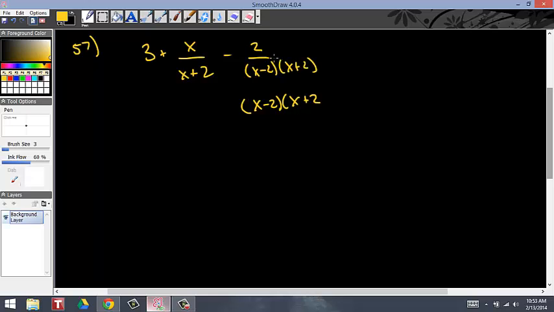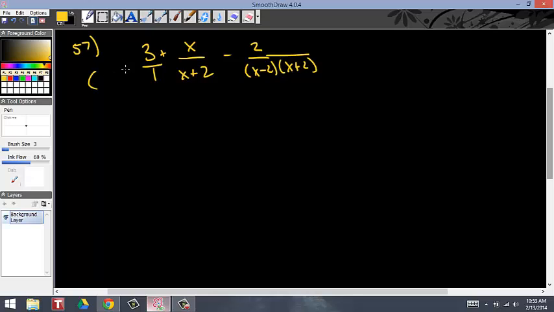Okay, so I'm going to erase this thing and replace it with my x minus 2 times x plus 2. Now from here, we're going to be required to find a common denominator, because I have three things happening. 3 is really a fraction, right? 3 is really 3 over what? 3 over 1. So my common denominator between 1, x plus 2, and x minus 2 times x plus 2 is x plus 2 times x minus 2.